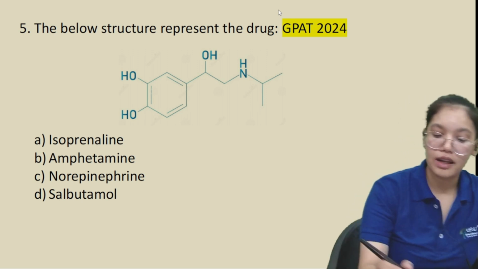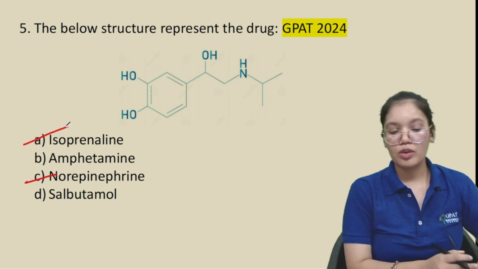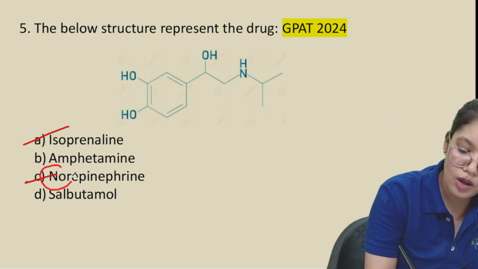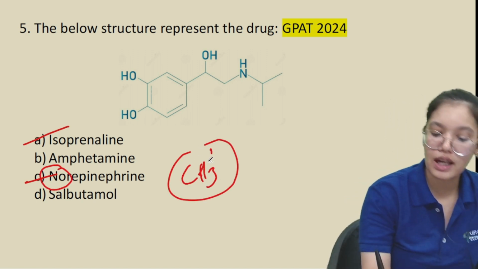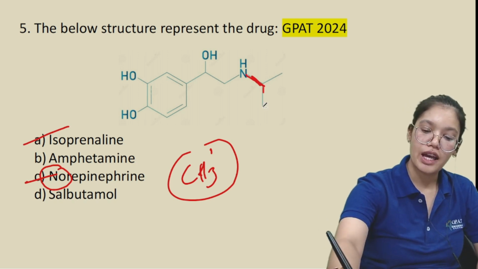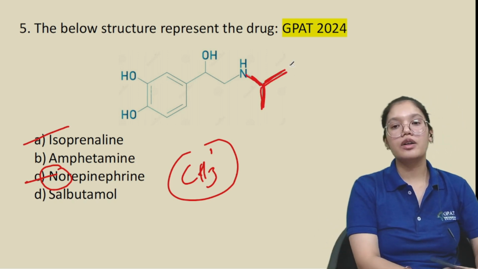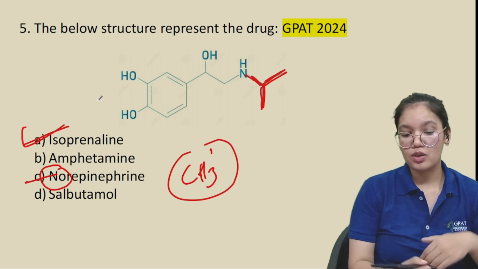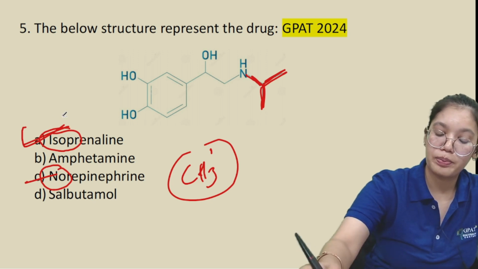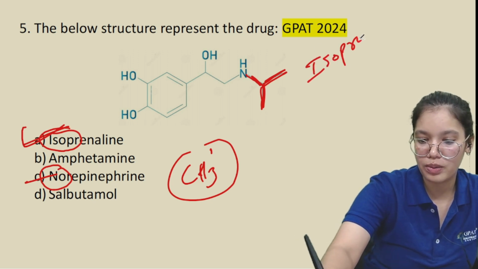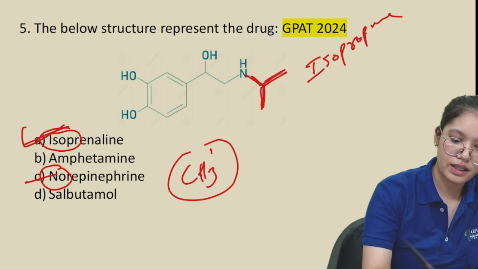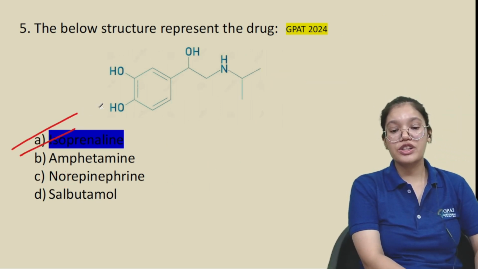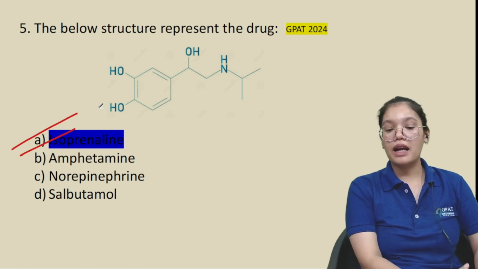Now we have two options left, norepinephrine and isoprenaline. If you remember, in norepinephrine, nor means it does not contain a CH3, the CH3 has been removed, but here on the NH we have an isopropyl group attached, so it can't be norepinephrine. Hence the structure is of isoprenaline. From iso in isoprenaline we can also say it has an isopropyl group. So the answer is isoprenaline. This was the last question that we discussed from GPAT in this video.